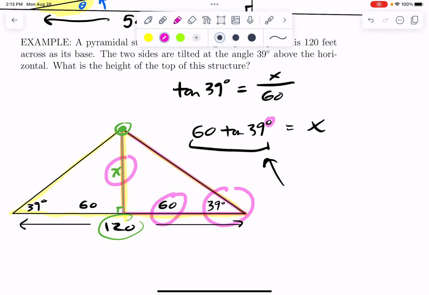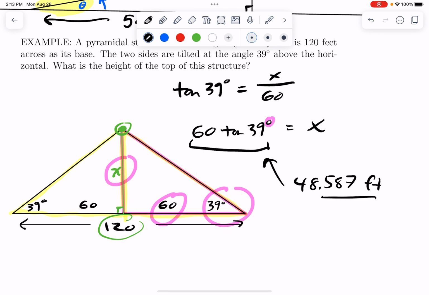60 tangent of 39 degrees. The calculator will do it all at once. And it will tell me that this is about 48.587, and the units here are feet.